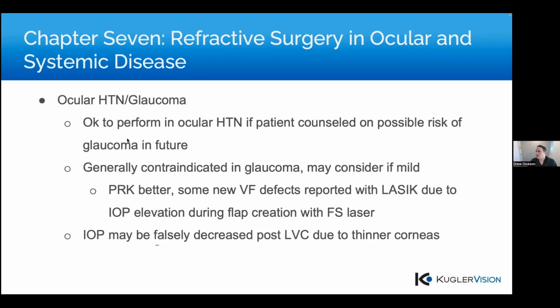For people with ocular hypertension or glaucoma, it is okay to perform surgery in patients who have ocular hypertension if the patients are counseled on risk of developing glaucoma in the future. Typically, if patients have glaucoma, they're not candidates for refractive surgery. You could consider it if they were mild. PRK is better. With LASIK, when you're forming the flap and having that suction to the cornea, the IOP is elevated, and there are reports of causing visual field defects in patients with glaucoma just with flap creation.